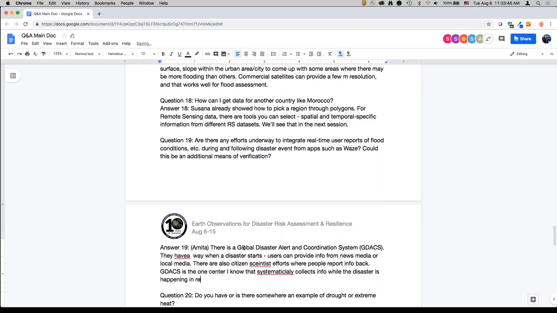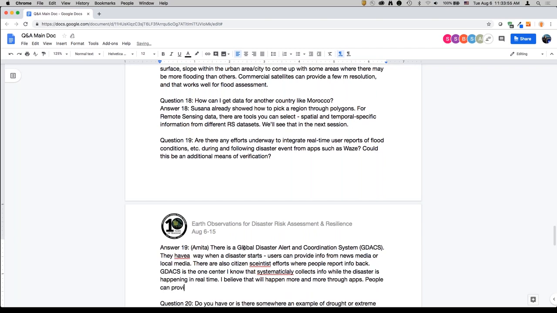And I believe that will happen more and more through apps. People from that area can start providing information when a disaster is going on, and that happens all the time. The compilation has to happen somewhere, and I think GDACS is the only center that I know systematically doing that. But I think their information comes more from official channels through different countries and regions, not citizen scientists.